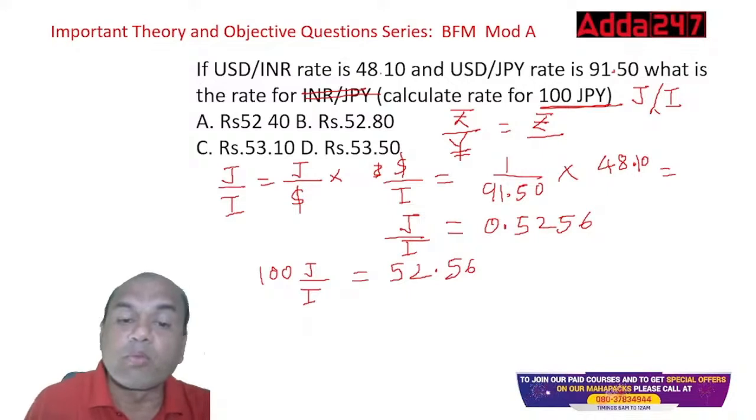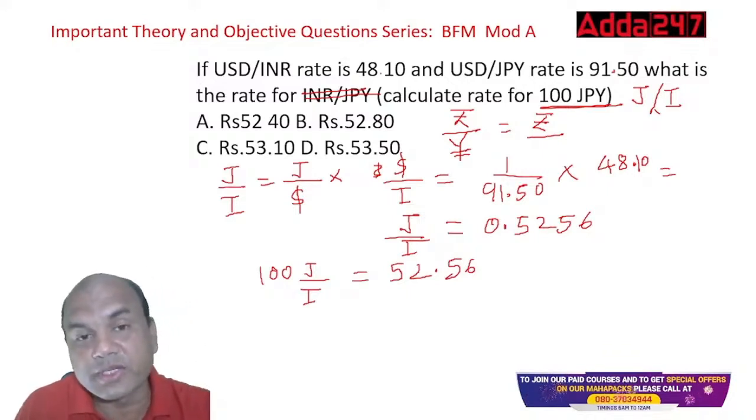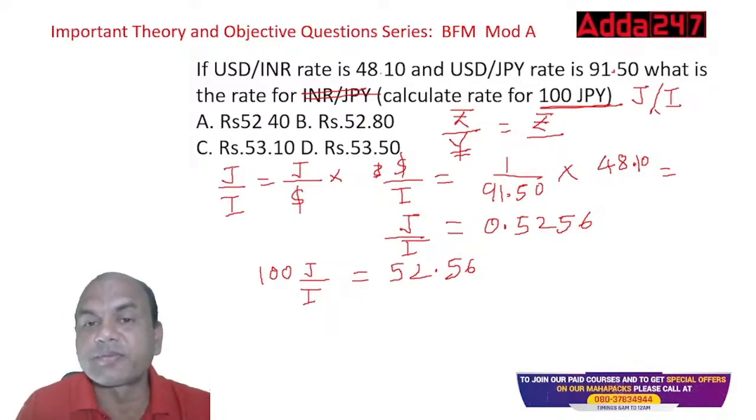Remember. What does this mean? You must understand this first. 100 JPY equals 52.56 rupees. Okay. So what does it mean? Rupee is stronger than JPY.